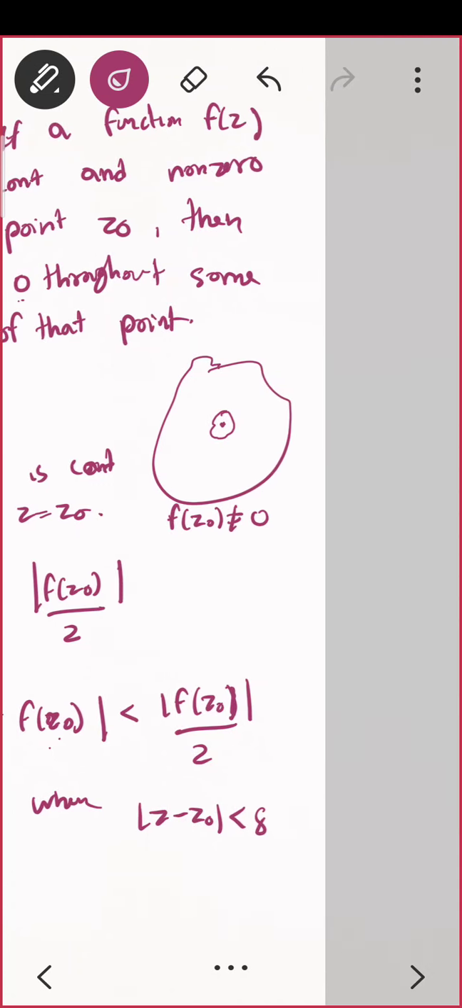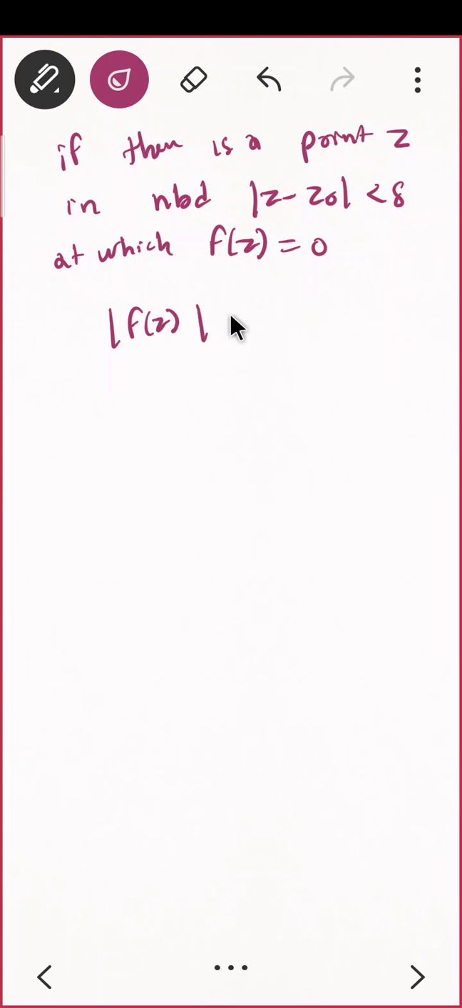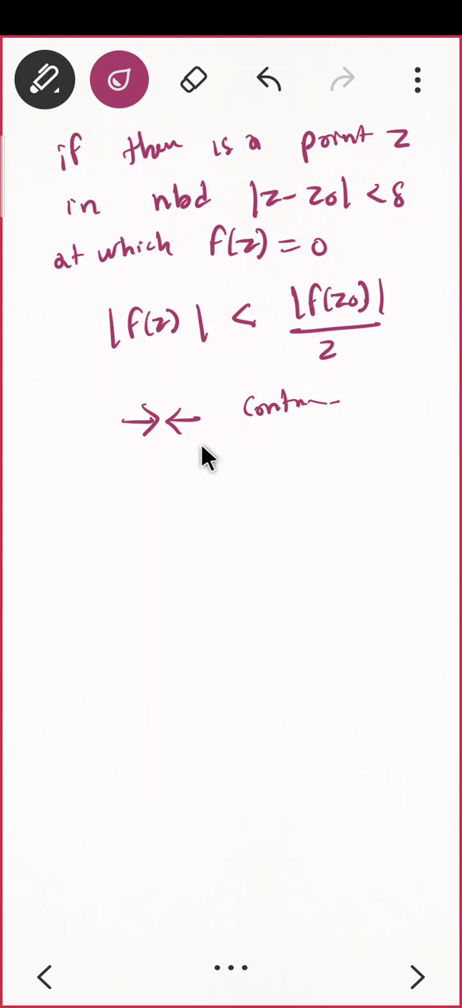That means I just want to prove like this. So if there is a point z in the neighborhood, mod of z minus z naught less than delta, at which the function is 0, that is f of z equal to 0, then this will be 0, so we will be having mod of f of z naught less than mod of f of z naught by 2, correct? Which is a contradiction, correct? Hence there does not exist any point z in that neighborhood at which the function is 0, hence the result is true, hence this proves the theorem.